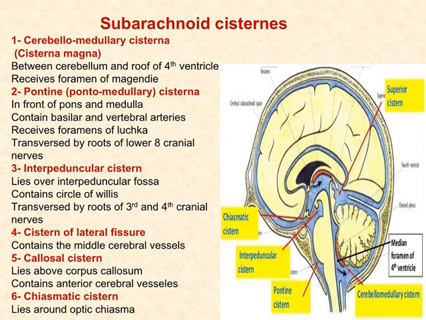Okay, so now we will move to discuss what's called subarachnoid cistern. So I'm sure that you know you have three meningeal coverings of the brain and spinal cord. From outside to inside, you have dura mater, arachnoid mater, and lastly pia mater. And also you have three spaces between these meningeal layers. You have the subdural space between the dura and arachnoid. You have the subarachnoid space between the arachnoid and pia mater.